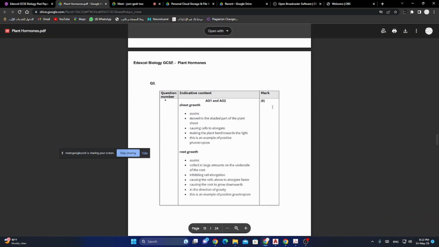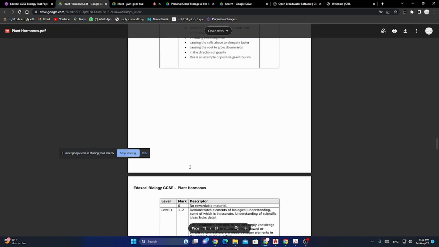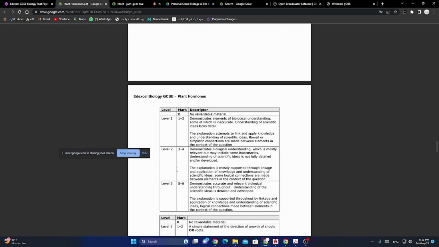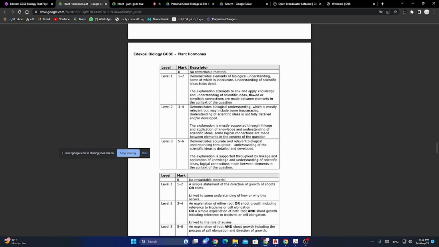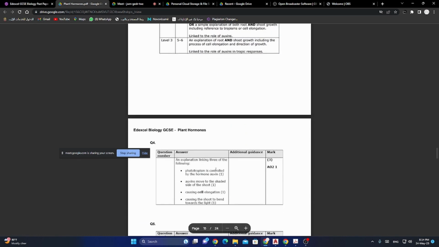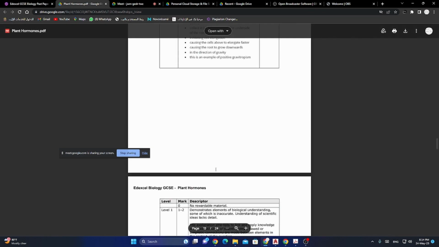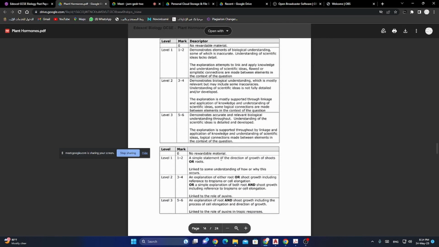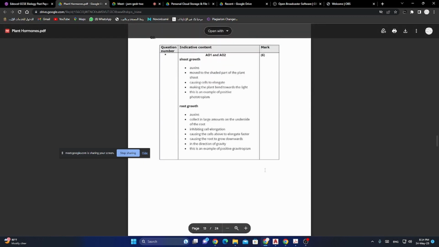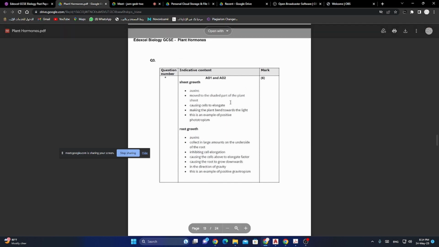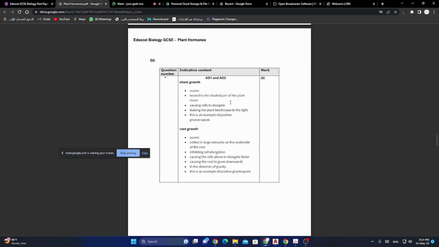No, no, you just have to include the 6 of them, at least most of the time. But okay, here's the thing though. They don't really specify if it's 1 mark per point. They just give some kinds of levels. So it's gonna depend on how well you explain it. Like, yeah, you do have to include at least 6 points to get the 6 marks, but then you have to connect these points together. You can't just say like point auxin, point move to the shaded part of the plant shoot, point cause cells to elongate.